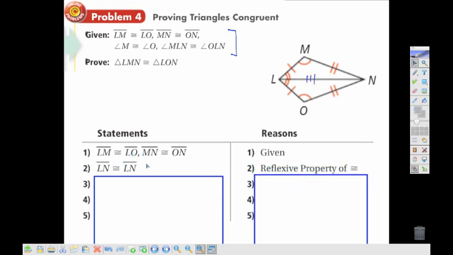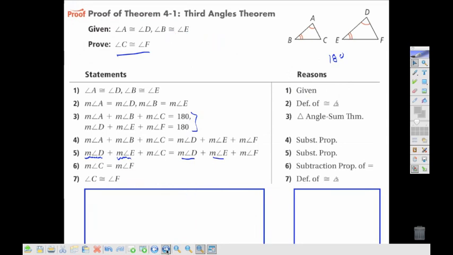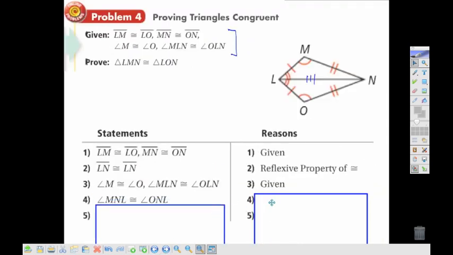And we do need to say that because to show figures are congruent, we need to show that all of the parts are congruent. Okay, next we have our given angles. And if we have 2 angles congruent, based on this last theorem that we just proved, we know that the third angle would also be congruent. That's the third angle theorem.